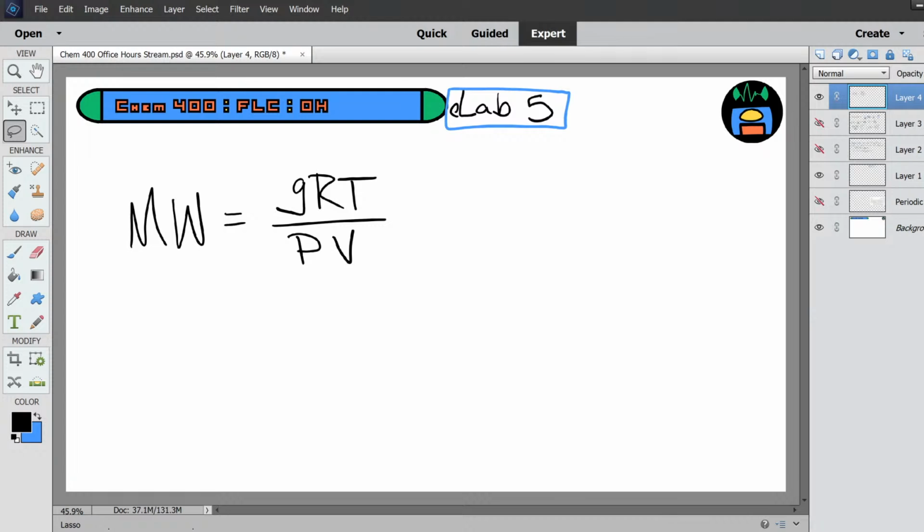All right? So that is the kind of theoretical background. We have 4 quantities to collect: grams, temperature, pressure, and volume. Now, temperature you measure with a thermometer. That is not difficult to measure.